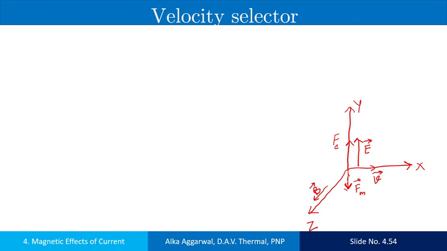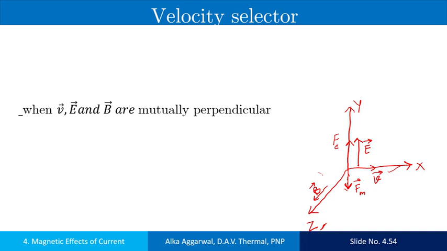where the electric field is along the y-axis, the charged particle is moving along the x-axis with the velocity v, and the magnetic field is along the z-axis. The electric, magnetic and the velocity all are mutually perpendicular.